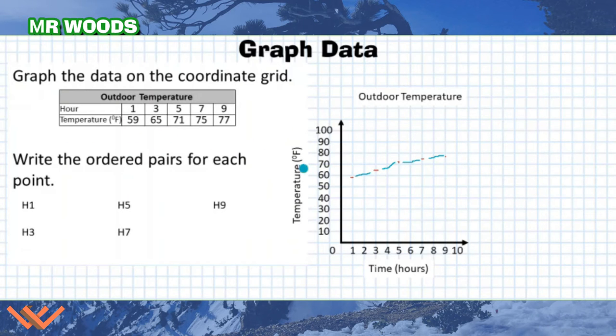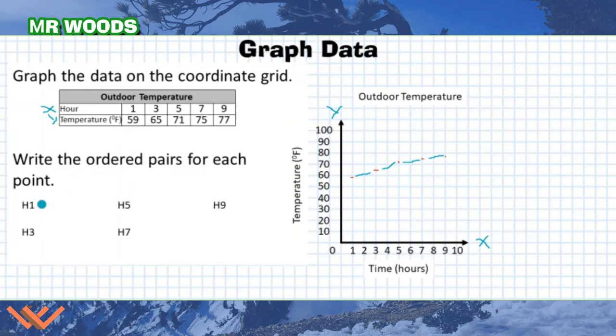Now, let's take a look. So again, this is our x. This is our y. Over here, x and y. It says here, write the ordered pairs for each point. Well, do we have to write them down before we do it here from the table? No, we can do that afterwards because it's going to be the same.